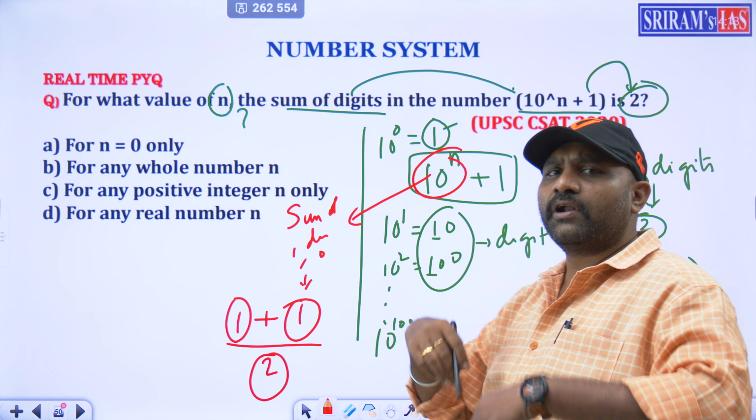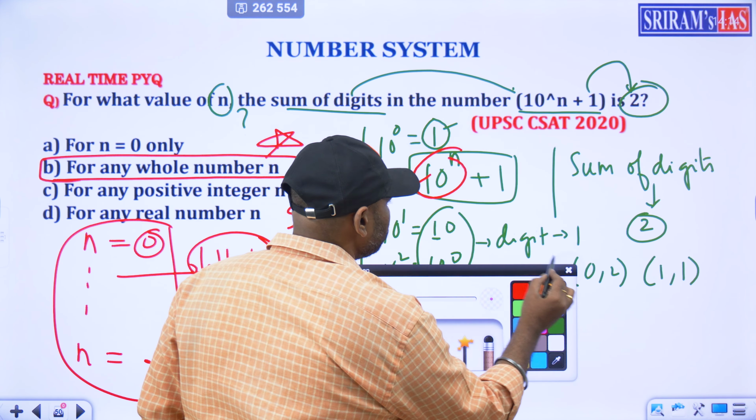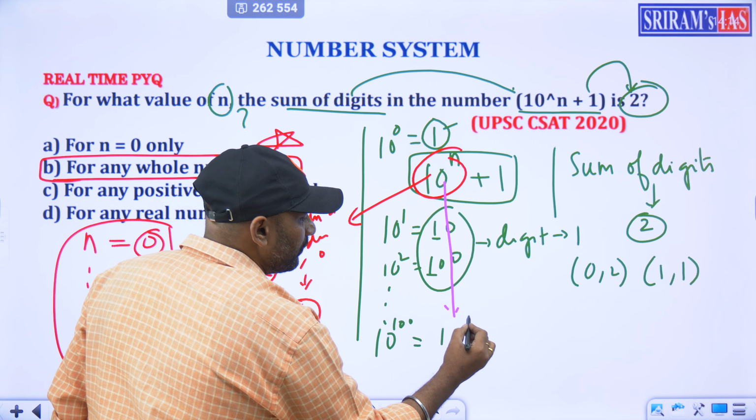For all these numbers, if you observe, this is nothing but a whole number set because it's starting from 0. Therefore the answer is for any whole number n, the sum of the digits is always 2. For 10 power n, the sum of digits will always be 1, and this one will always be 1. So 1 plus 1 will always be 2. So that is the target. So 10 power n plus 1 will always be 2 for any value of n being a whole number. Therefore answer is option B.